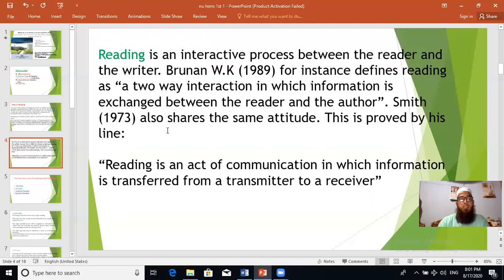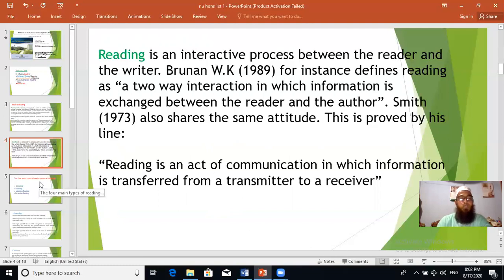Smith in 1973 also shares the same attitude. This is proved by his line, the quotation of Smith. He said, reading is an act of communication in which information is transferred from transmitter to a receiver. You see, he has used a very nice word, a transmitter to a receiver. Who is the transmitter? The writer is the transmitter here. So reading is an act of communication in which information is transferred from a transmitter, meaning writer, to the reader. Receiver means your reader. So there are some definitions. I think you have got an idea about what is reading now.